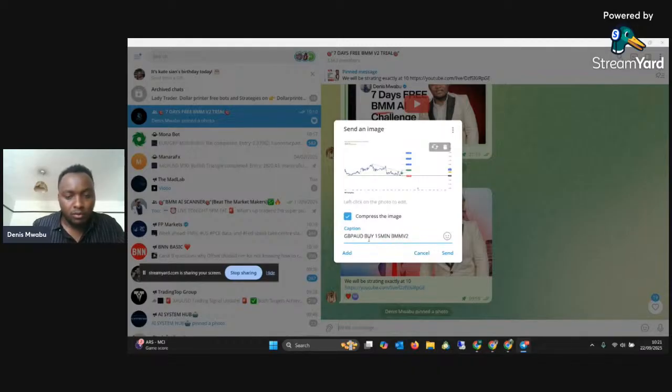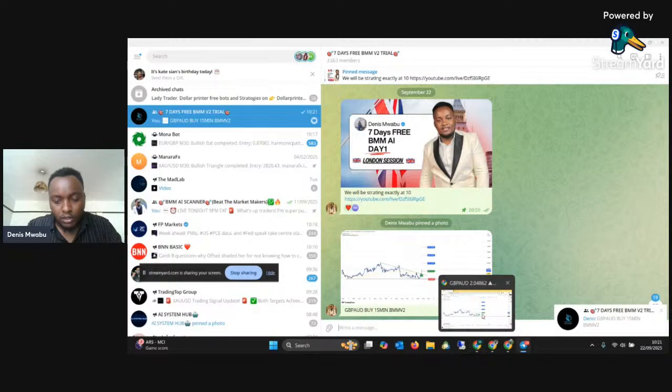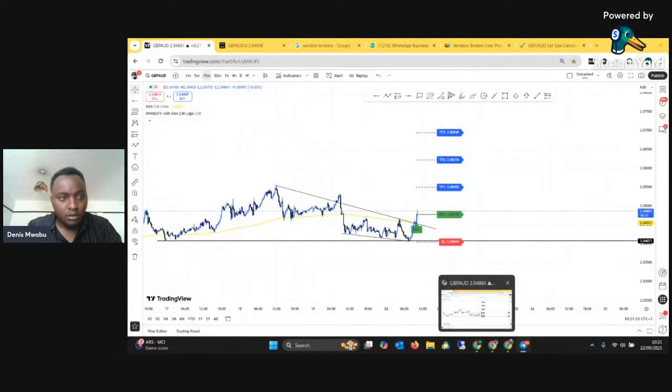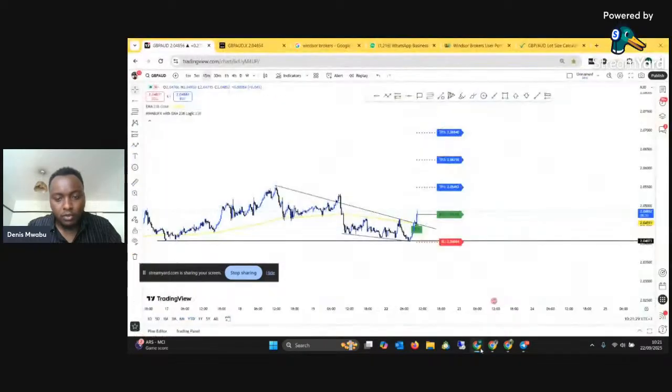GBP AUD on the 15 minutes, BMM V2. Let me be clear about that. I think that was GBP AUD, right? Yes, that was GBP AUD. Okay, so that's our first trade.